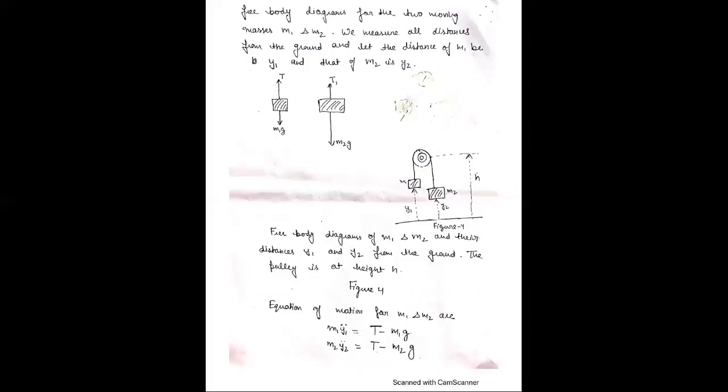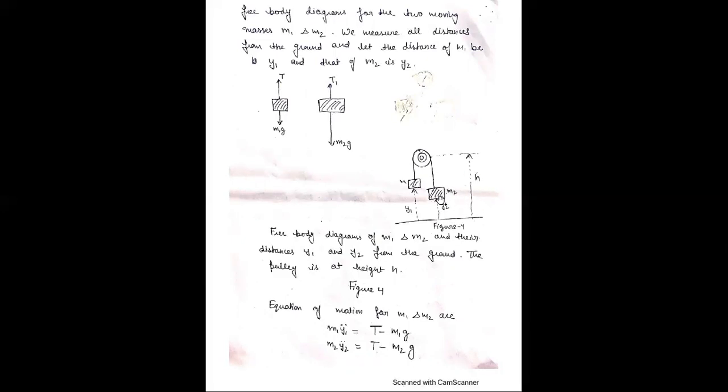Therefore, firstly we draw the free body diagram. For m1, this is the gravitational force m1g, and this is the tension. This is the free body diagram for m2, and m2g is the gravitational force, and T and T1 are the same because this is one rope only. Therefore, T and T1 are the same. This is the free body diagram. Now this is the ground. This is the height of the pulley from the ground.